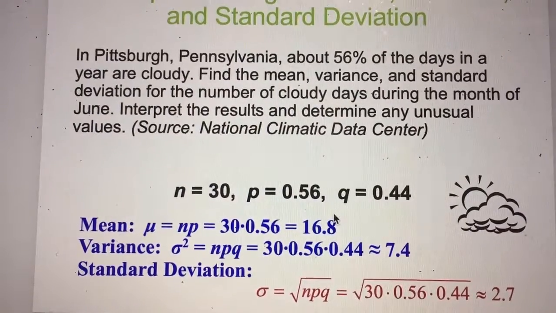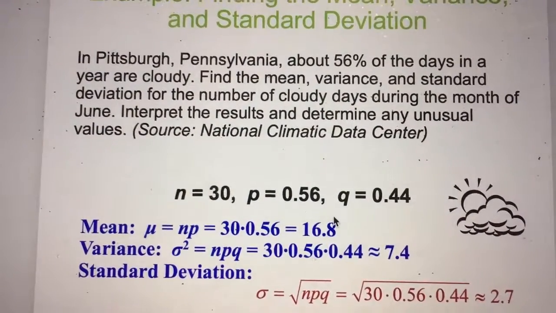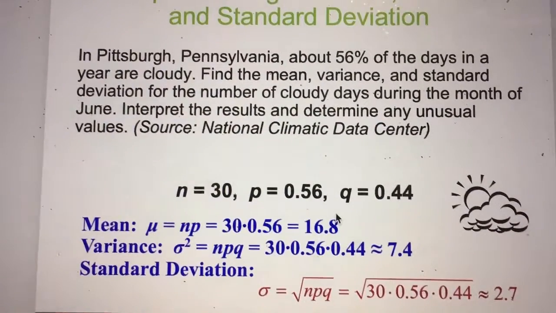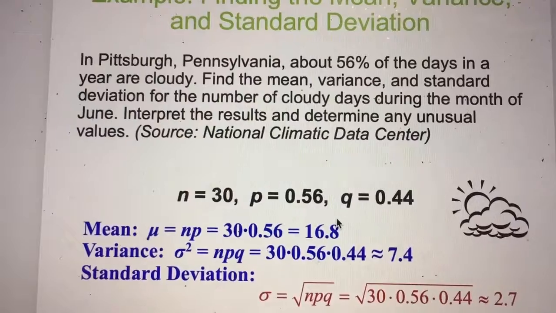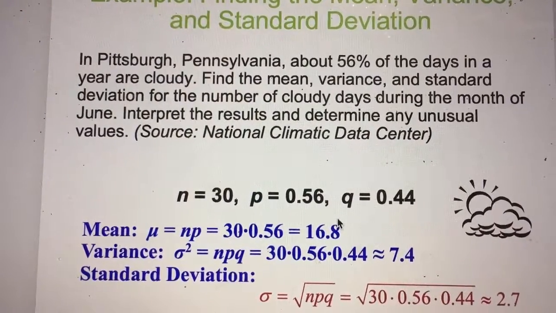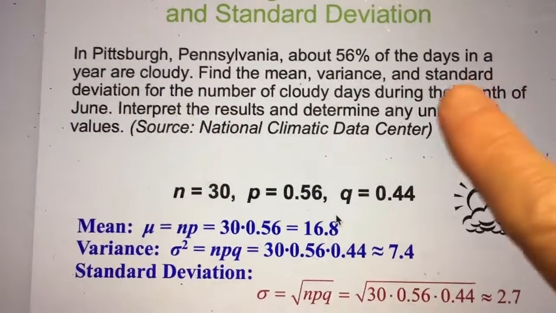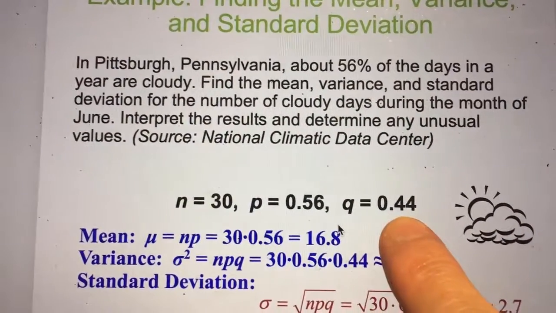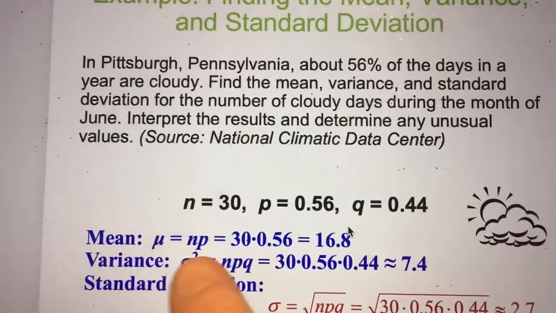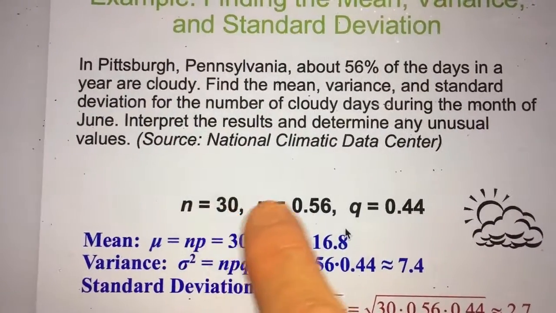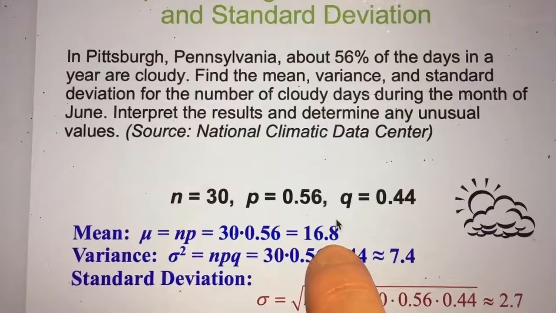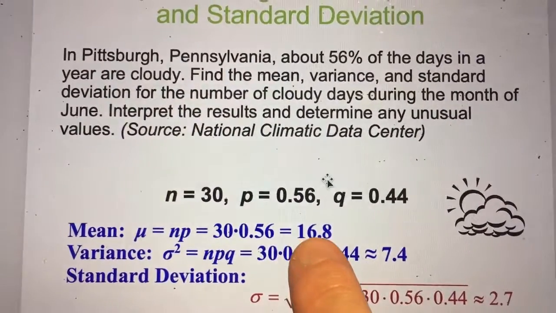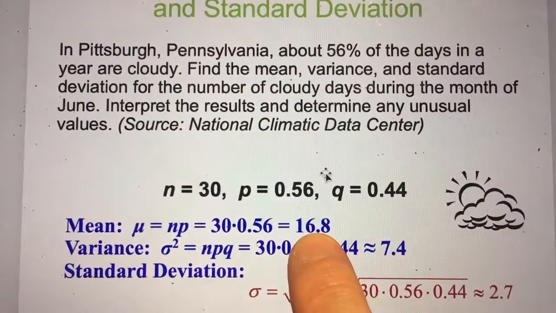So we're calling 56%, the number of cloudy days, our success, okay? So we're going to say our p is 0.56, our q is going to be 0.44 because that's the complement of the 0.56, right? 1 minus 0.56 is the 0.44. And so our mean is the n times the p, which is the 30 times the 0.56, which is 16.8. We would expect to have an average of 16.8 cloudy days.